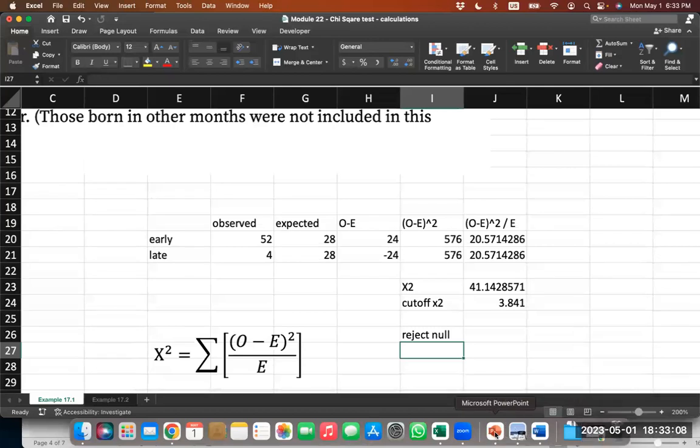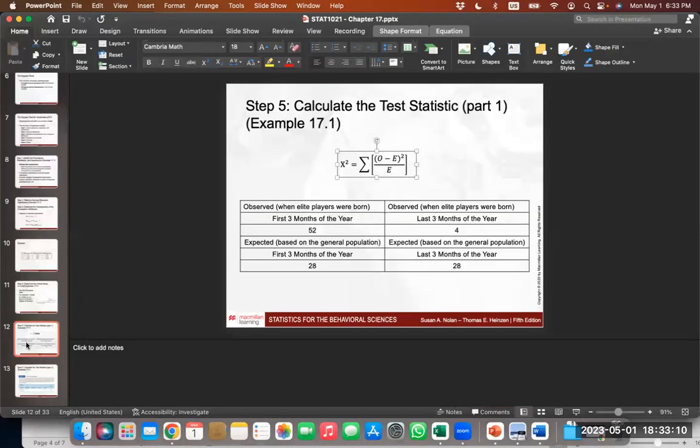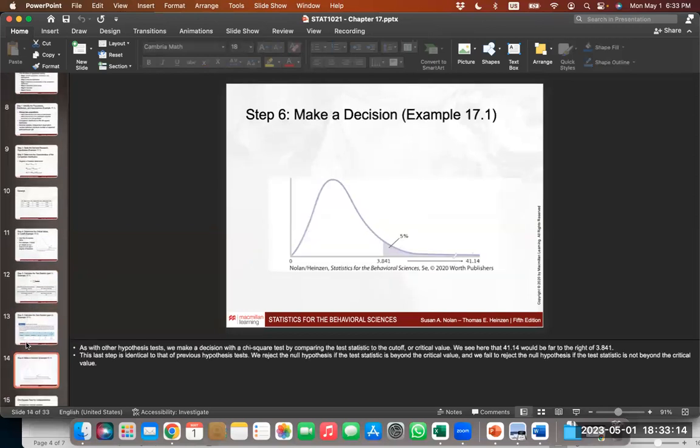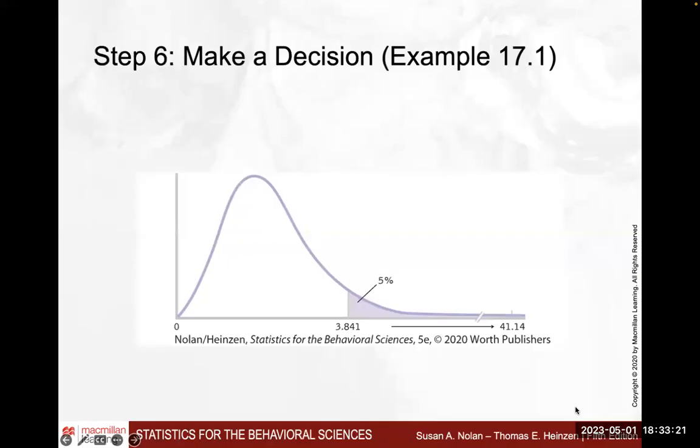So if we are looking now at Norton and Heinzen's computations, they found the same result. They also see that this is exceeded. So this is how you would essentially need to look at this data. You have your threshold of 3.841, and you have your calculated chi-squared of 41. So this is exceeding your critical threshold, therefore you're rejecting the null hypothesis.